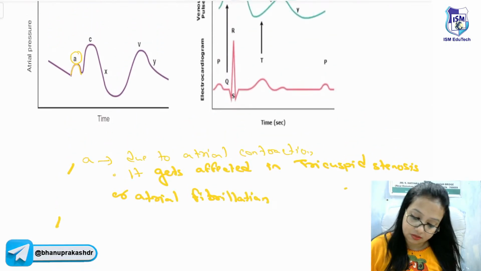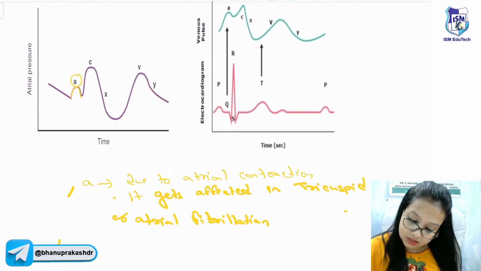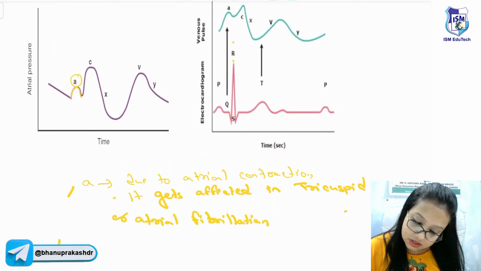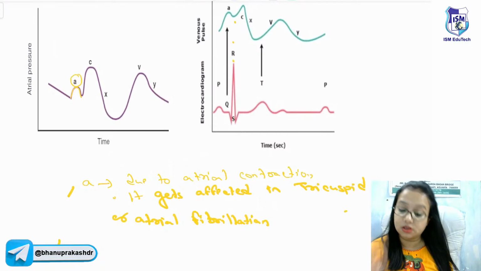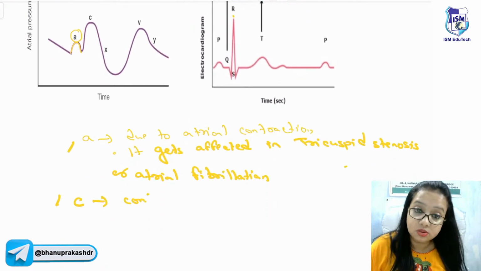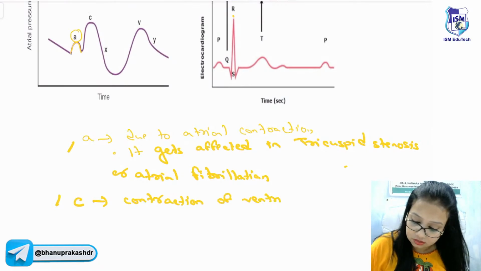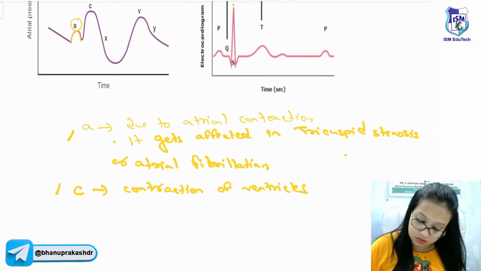After that, what is the C curve for? As you see, it coincides. C curve is coinciding with what? C curve is coinciding with the contraction of the ventricle. So, C is due to contraction of ventricles. Okay. Then we have the X descent.